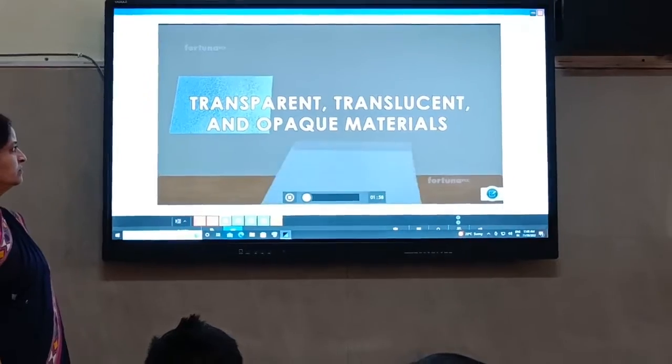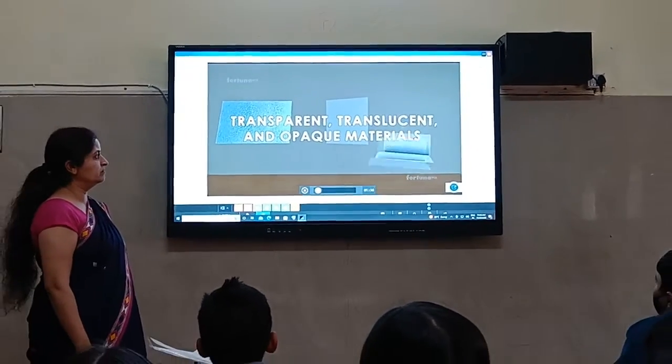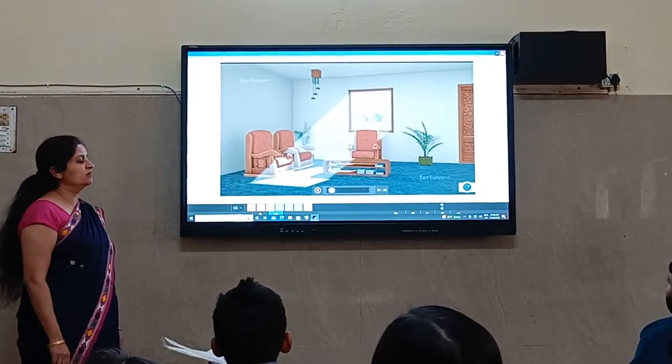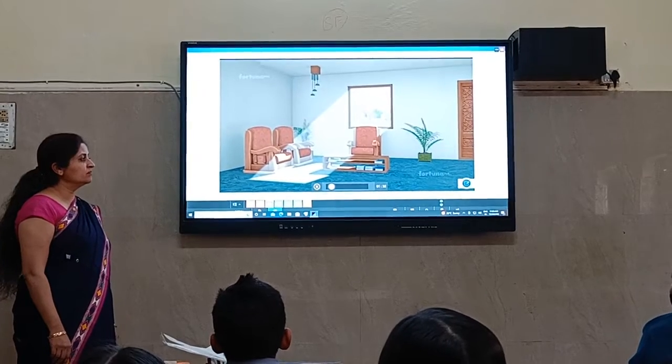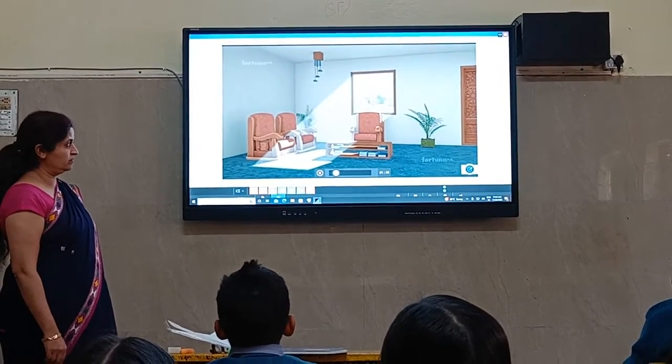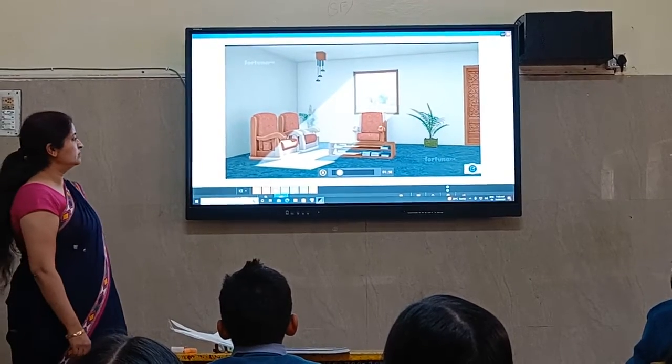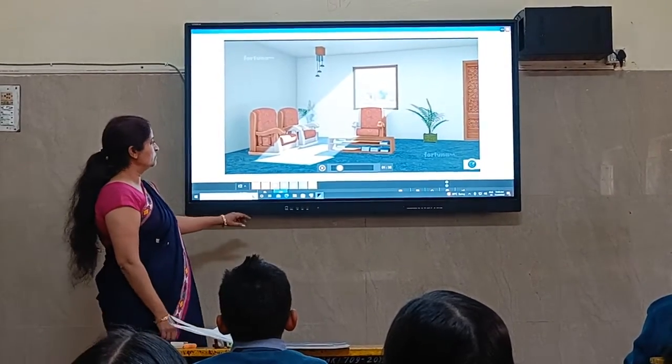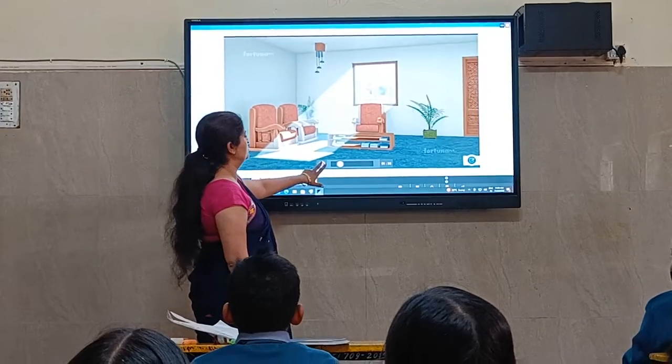Transparent, translucent and opaque materials. When you look through a clear window, you can see objects on the other side, but you cannot see through a wall surrounding the window. The glass in the window is what we refer to as transparent material.